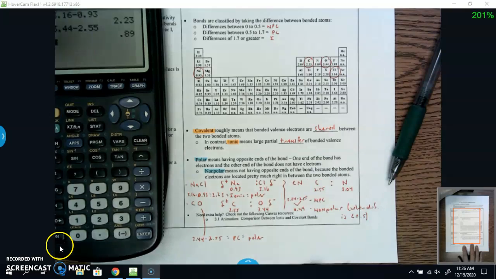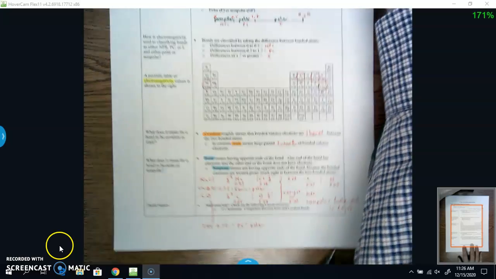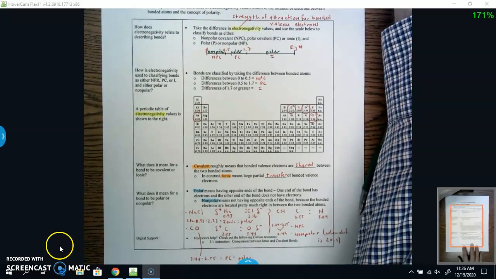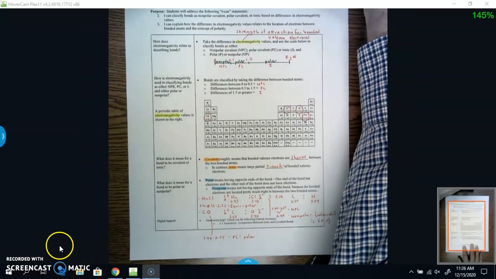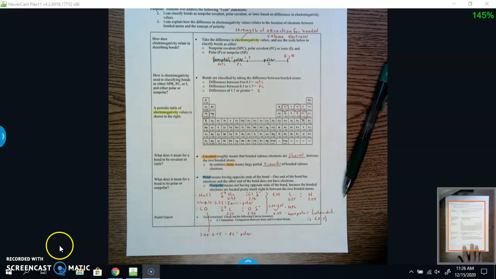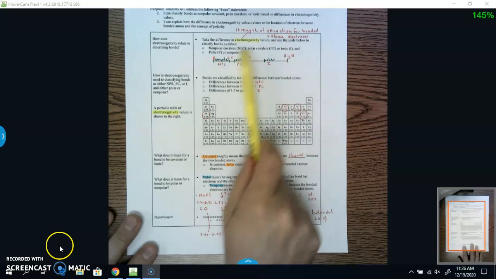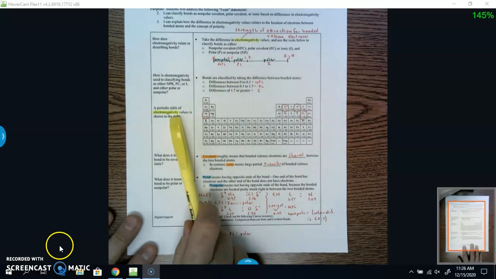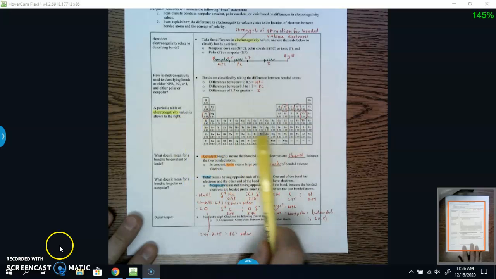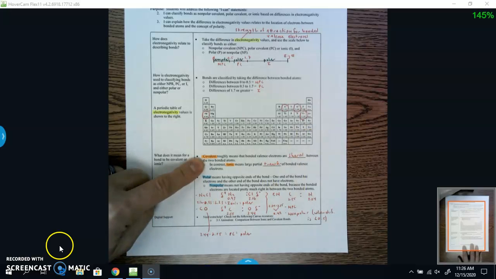Okay? So let me zoom out so that we can see the notes in their entirety and do just a little tiny bit of review here. What I've tried to do is color code a couple things, and I'm going to continue with that color coding. So take a look. We've got the definition for electronegativity, and also in yellow a periodic table of electronegativity values. We've also got in orange covalent and ionic bonds.